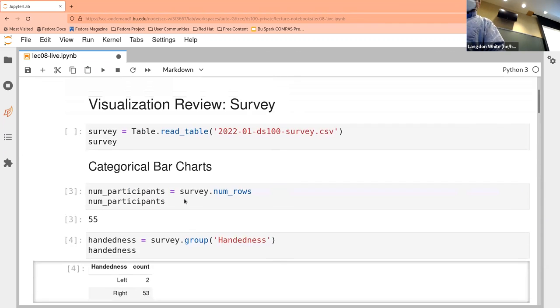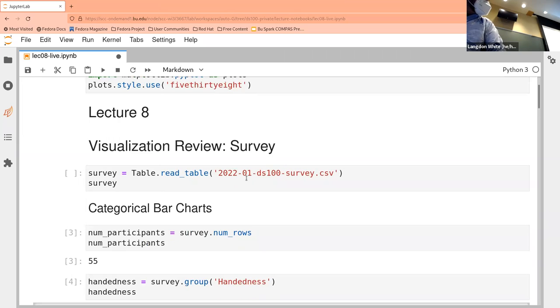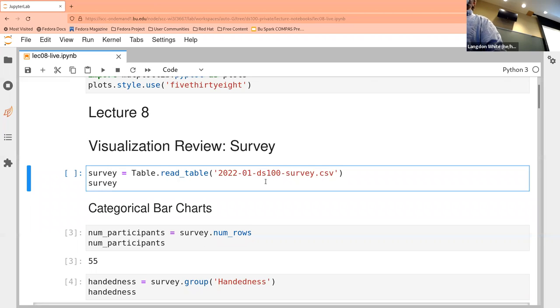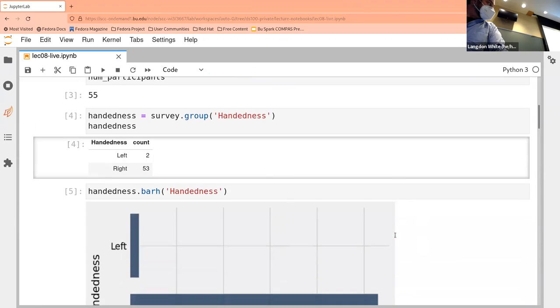So you just use read table like you've done before. If you look at the files in that directory, the name of the file is this, which should be very close to the one that's there. It would have said 220-2103 DS100 survey partial. But this is the new one. All right, I'm going to keep going.